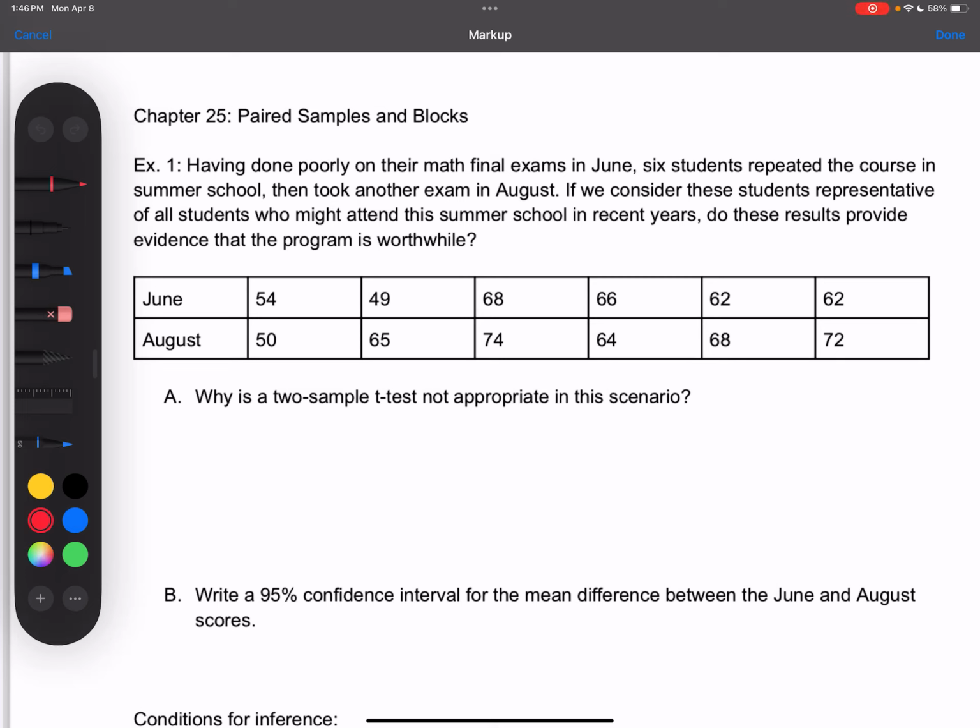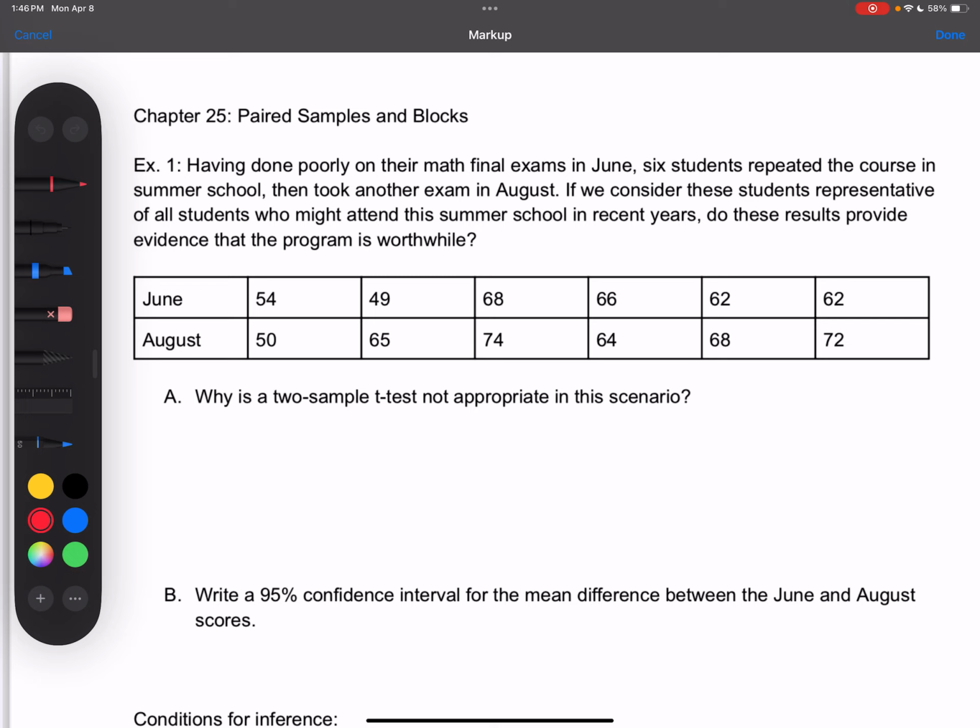All right. Examples. Having done poorly on their math final exams in June, 6 students repeated the course in summer school, then took another exam in August. If we consider these students representative of all students who might attend this summer school in recent years, do these results provide evidence that the program is worthwhile?